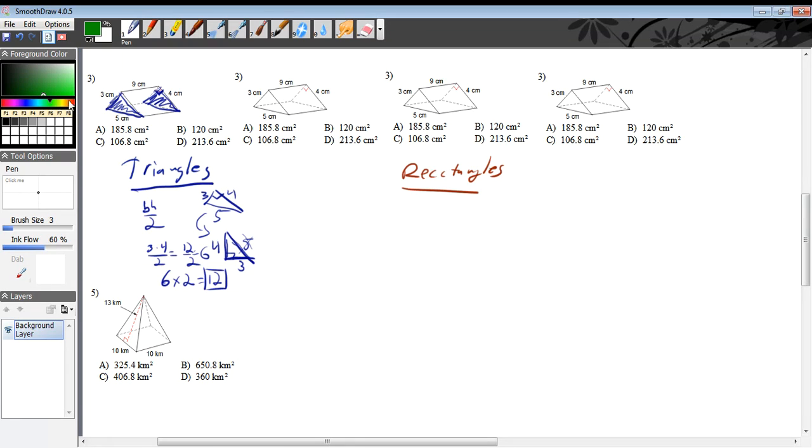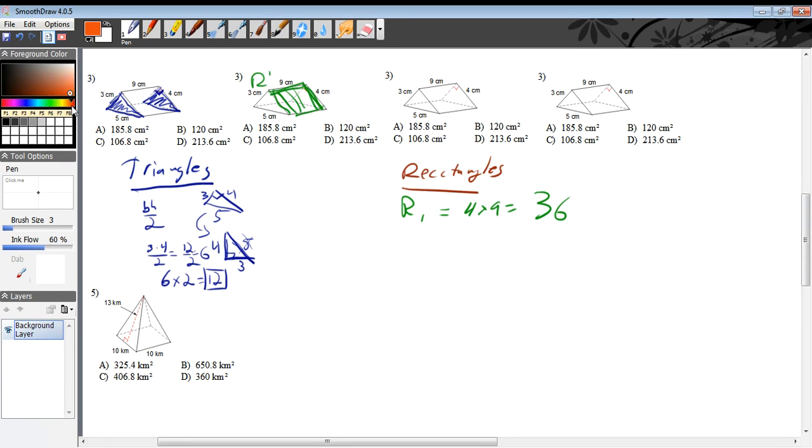Now I need to figure out the area of the 3 rectangles. So let's do this rectangle right here. This is going to be R1. The length and the width, well, it's 4 by 9. So 4 times 9 is equal to 36.